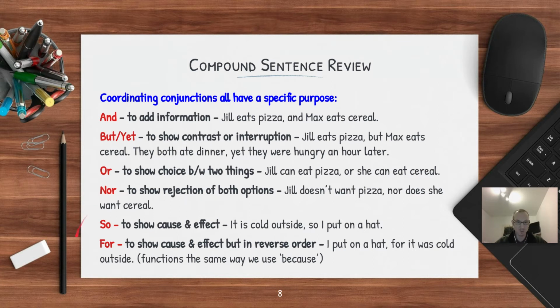For, as a conjunction, is a little bit of an antiquated word. We don't typically hear people using it in common speech today, but it is something you'll see in older pieces of writing. And basically it functions the same way that we use the word because today. The difference is the word because is not a coordinating conjunction, so it's not capable of holding two full sentences together.